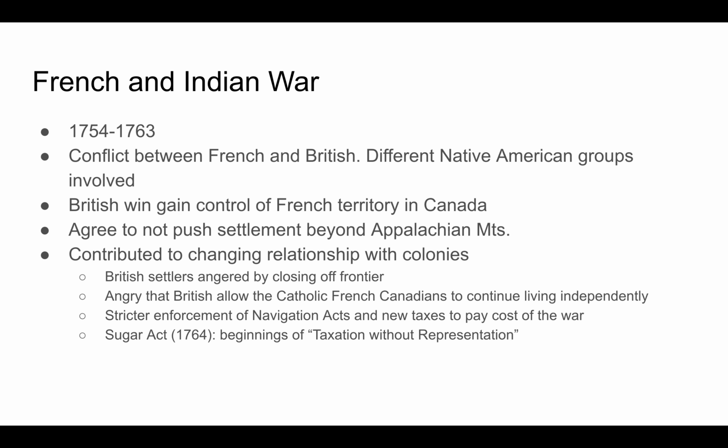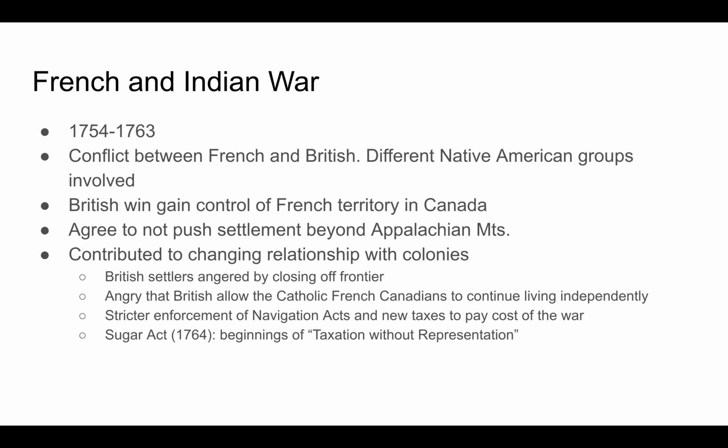On top of cutting off the frontier, the British also allowed the Catholic French Canadians to live pretty independently and not pressure them at all. And at this time, there was a lot of anti-Catholic sentiment among British Protestants, and so this was not seen as a good thing by many people. And a lot of people came to dislike the Parliament because of this decision. And on top of that, they began to more strictly enforce the Navigation Acts that had been in place since 1650. So since a century before, they began enforcing them a little bit more strongly, which again is hurting certain merchants and colonists in the 13 colonies.